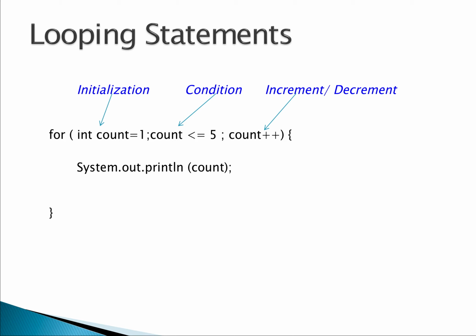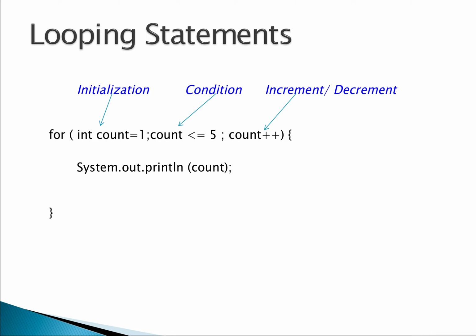In the while, first initialization is done. Here also initialization will be done only once. So first it executes int count equal to 1, then it checks whether the count is less than or equal to 5. If the condition is true, it is going to execute the block of code. Here the block of code is system.out.println, so 1 is printed. And then it is going to execute the third portion, which is count plus plus. Count was 1, now count becomes 2.